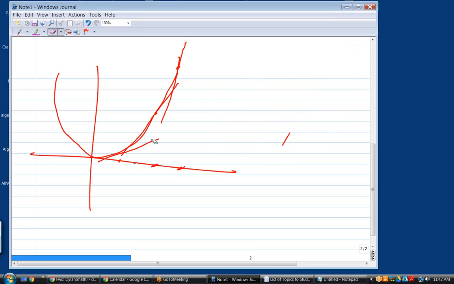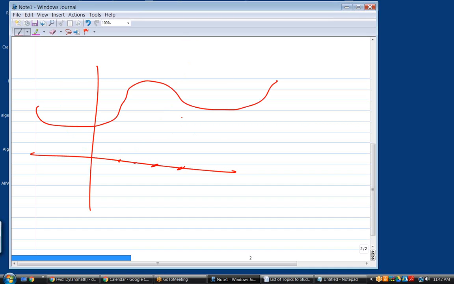Now, integral calculus is also very easy to explain. Integral calculus is merely the area under the curve.